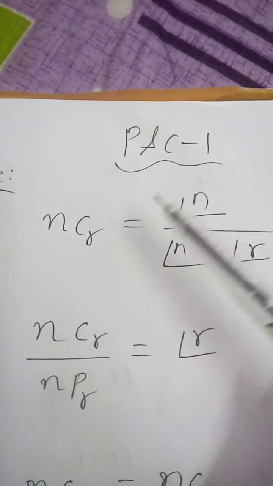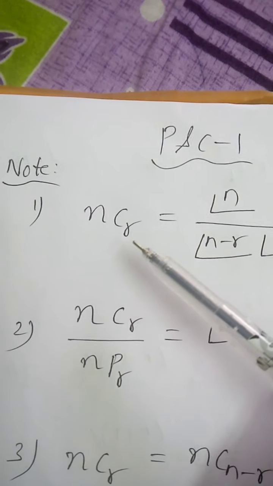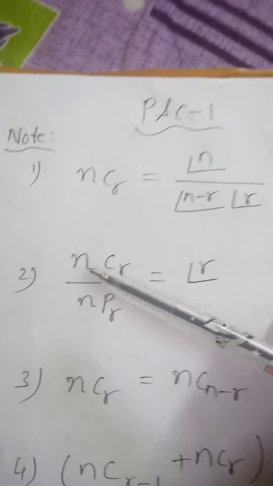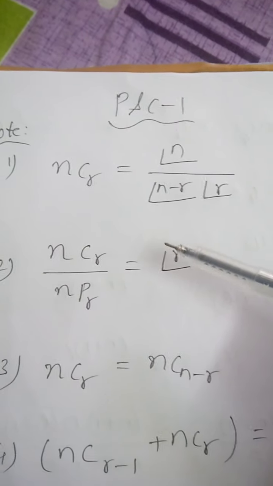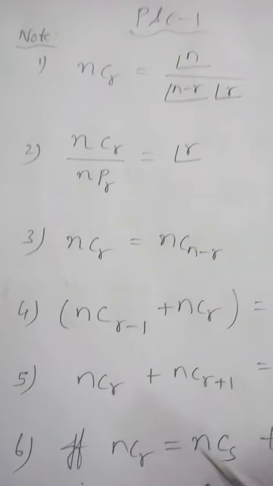See here, before starting this chapter, we will first note down a few formulas. nCr can be written as factorial n by factorial n minus r into factorial r. nCr by nPr can be written as 1 by factorial r. nCr can be written as nC(n minus r).